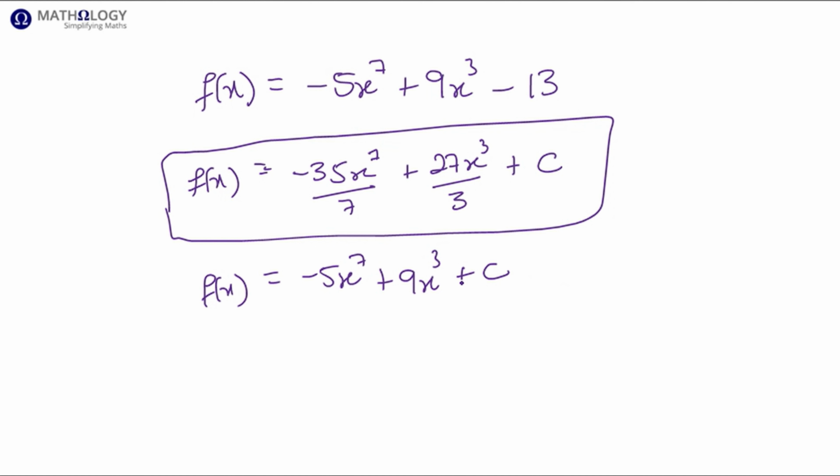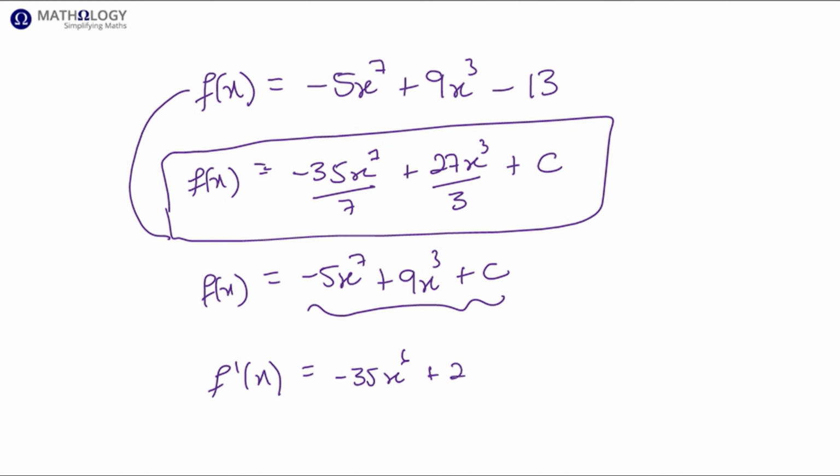And again, it doesn't matter about the value of c, because when you differentiate f of x, the derivative of a constant is always going to be 0. So when we find the derivative function of this expression here, we get minus 35x to the 6 plus 27x squared.